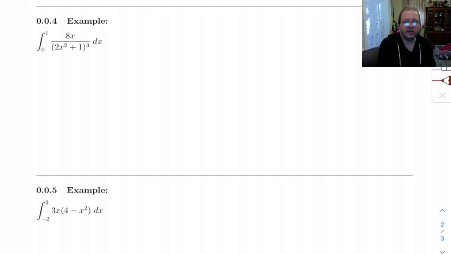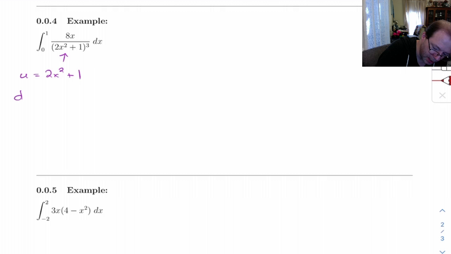All right, let's take a look at these problems where we are doing definite integrals that involve u-substitution. All right, this top one, our u is going to be the inside function, which is here. So u is 2x squared plus 1, and du is going to be 4x dx.